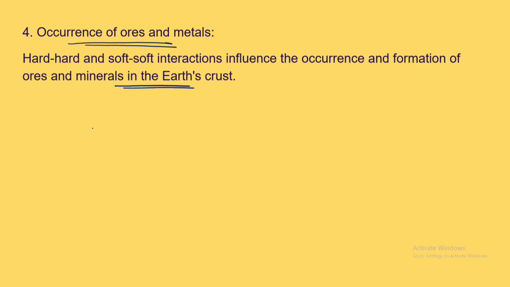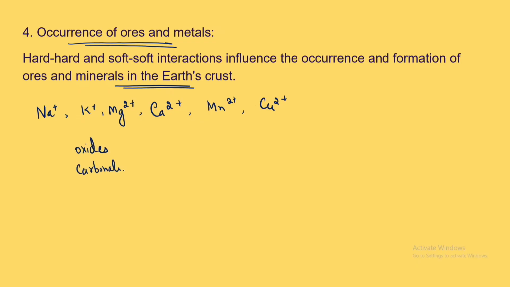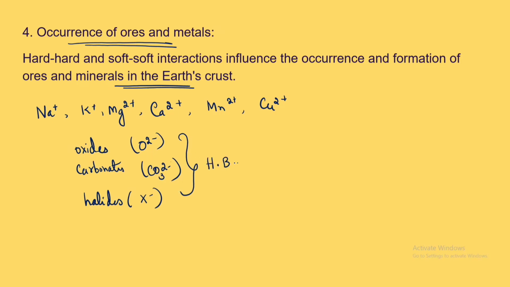Now, for example, when we are talking about Na+, K+, Mg2+, which are all hard acids, right? Ca2+, or I can take Mn2+ or Cu2+, which are hard acids. They occur as their oxides or as their carbonates. Okay, oxide is O2-, carbonate is CO3 2-, or they can also occur as their halides, right? So halides, X-. So mainly we know that all of these oxides, carbonates as well as halides are hard bases, right? Which have donor atoms with high electronegativity.